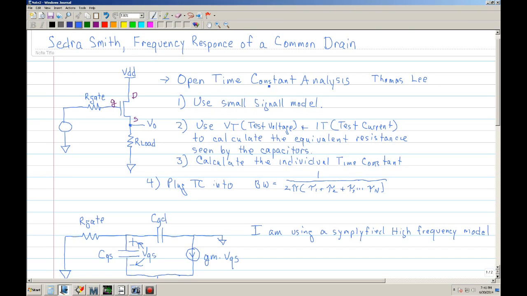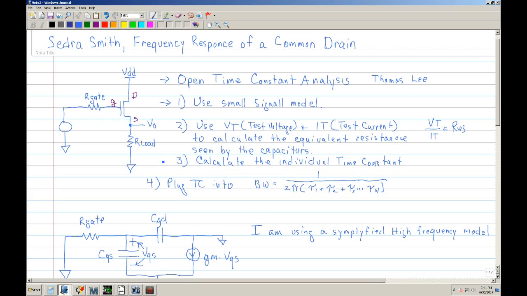When you use the open time constant, basically what you want to do is use a small signal model. Once you use the small signal model, you want to use a test voltage VT and a test current IT, and you insert them where the capacitors would be. Then you do VT over IT, which gives you the resistance that the capacitor would see at that particular spot.